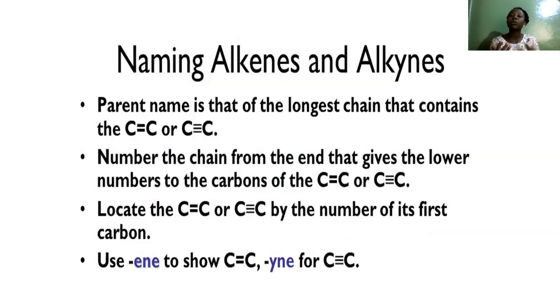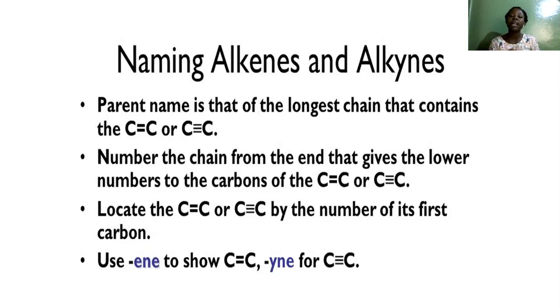Like I said last week, we looked at IUPAC nomenclature. There are several rules which we listed. Those rules also apply, but generally the summary of the way alkenes and alkynes can be named is as follows. One, the parent name is that of the longest chain that contains the C to C double bond or C to C triple bond. Then number the chain from the end that gives the lowest number to the carbon of the carbon to carbon double bond or triple bond.